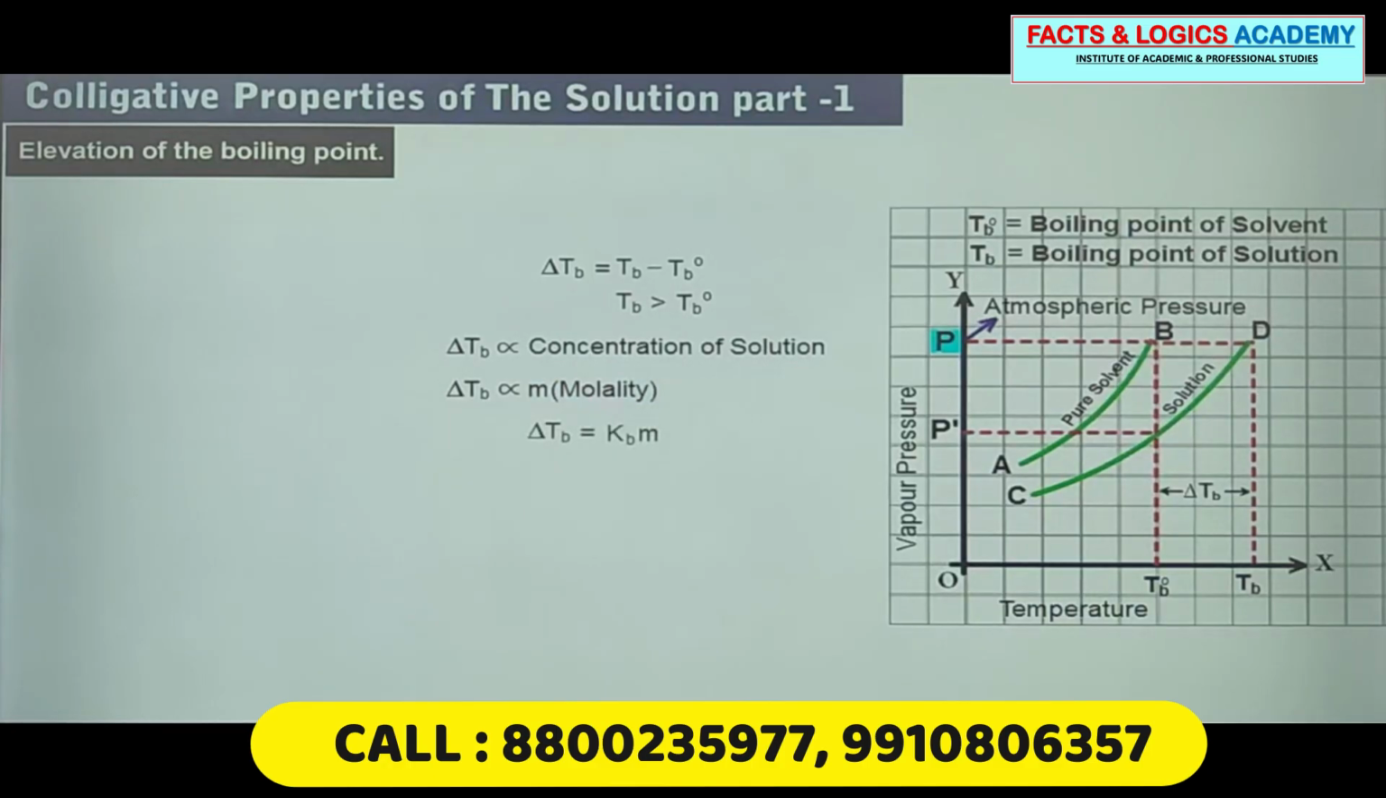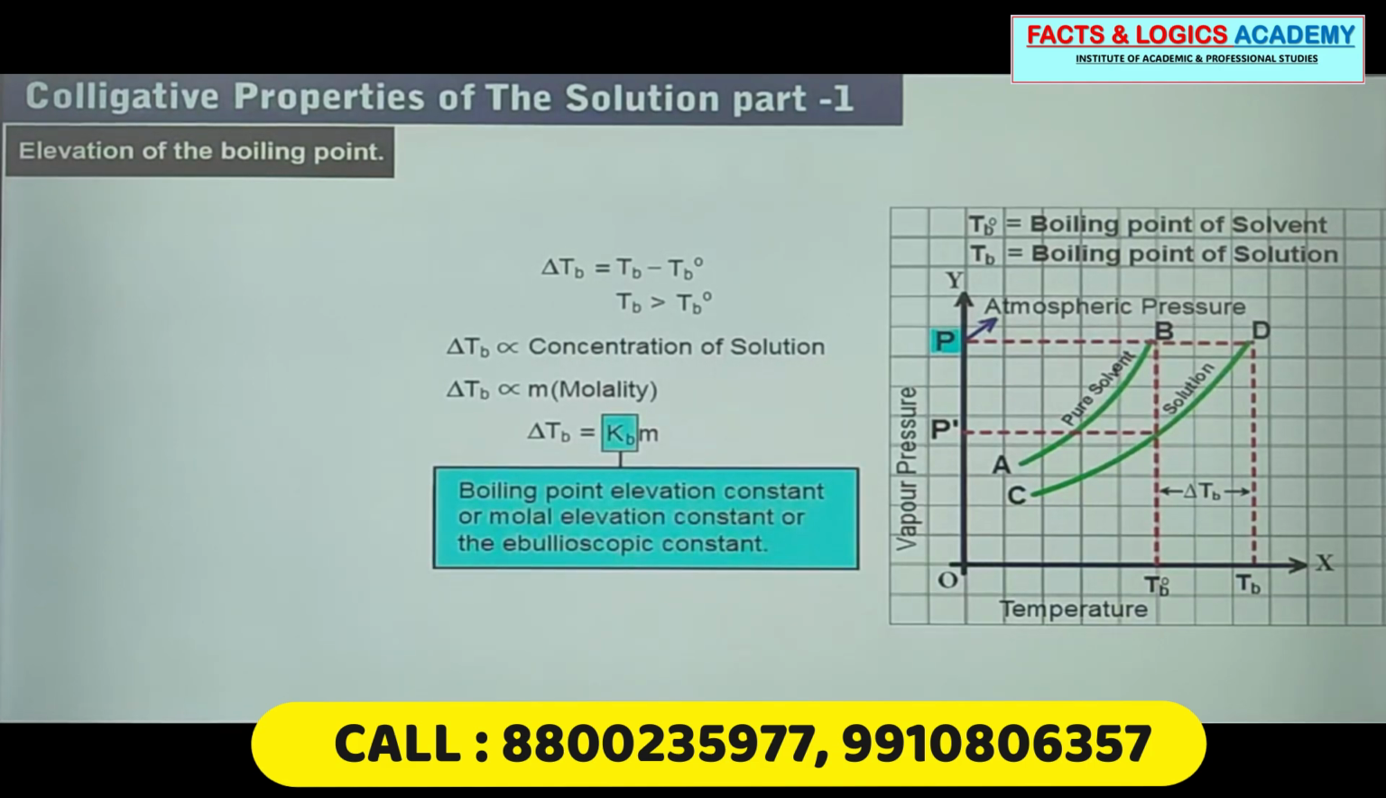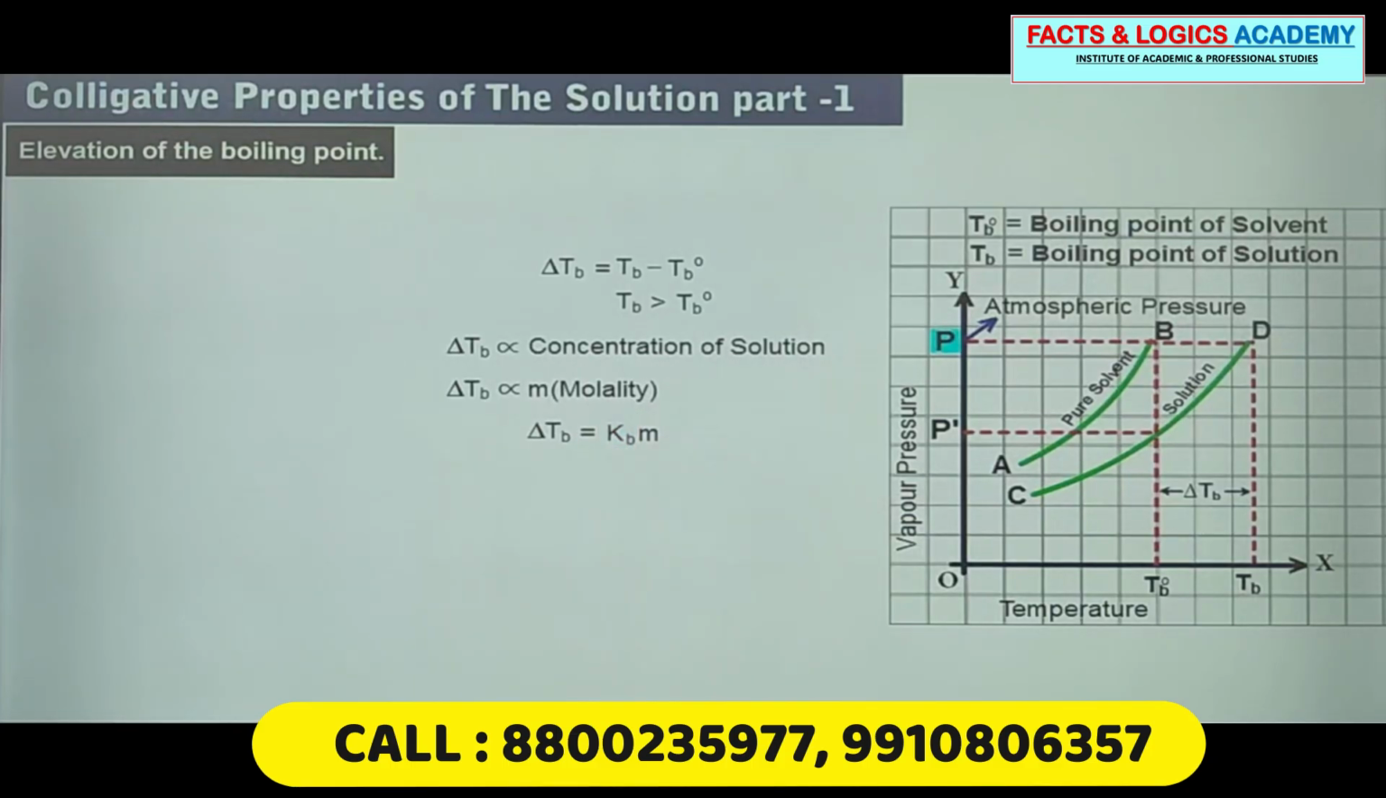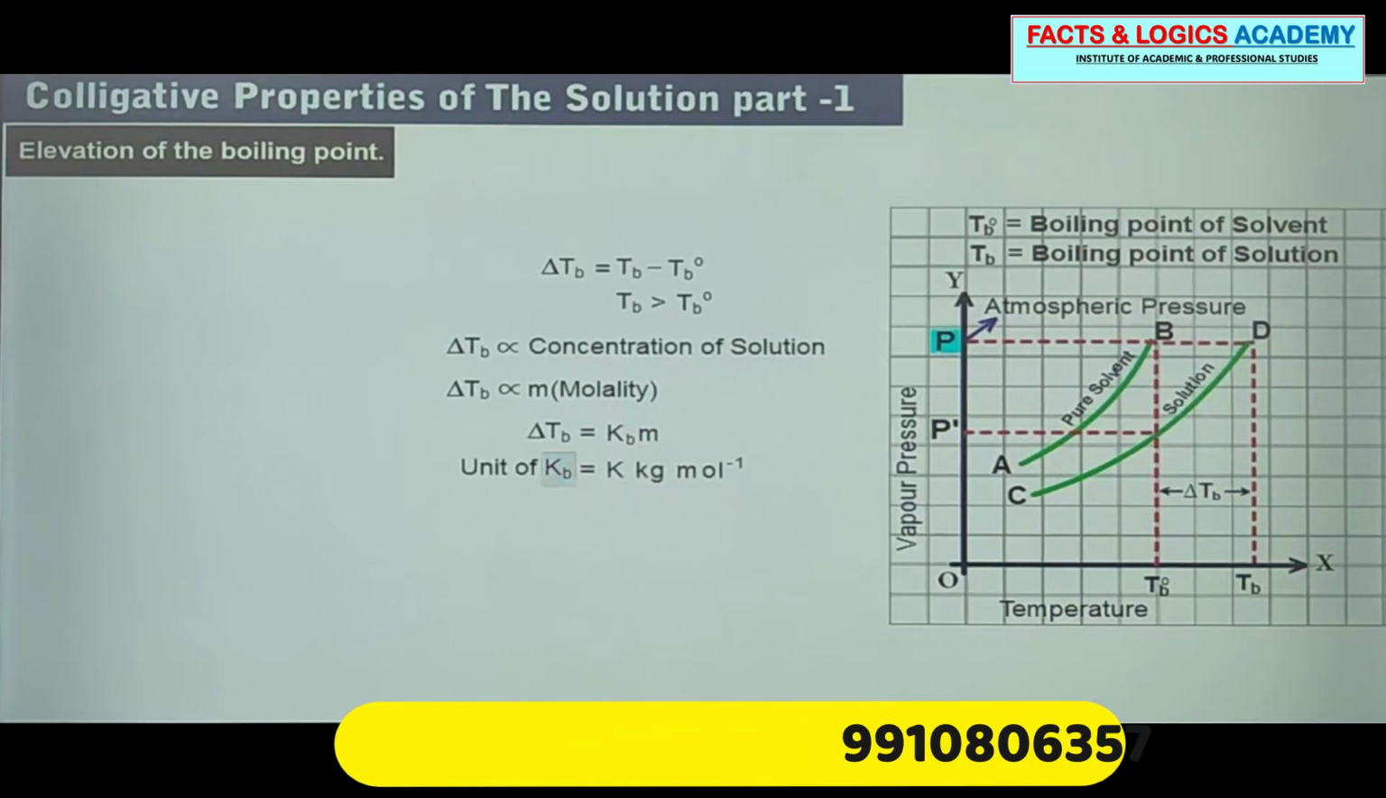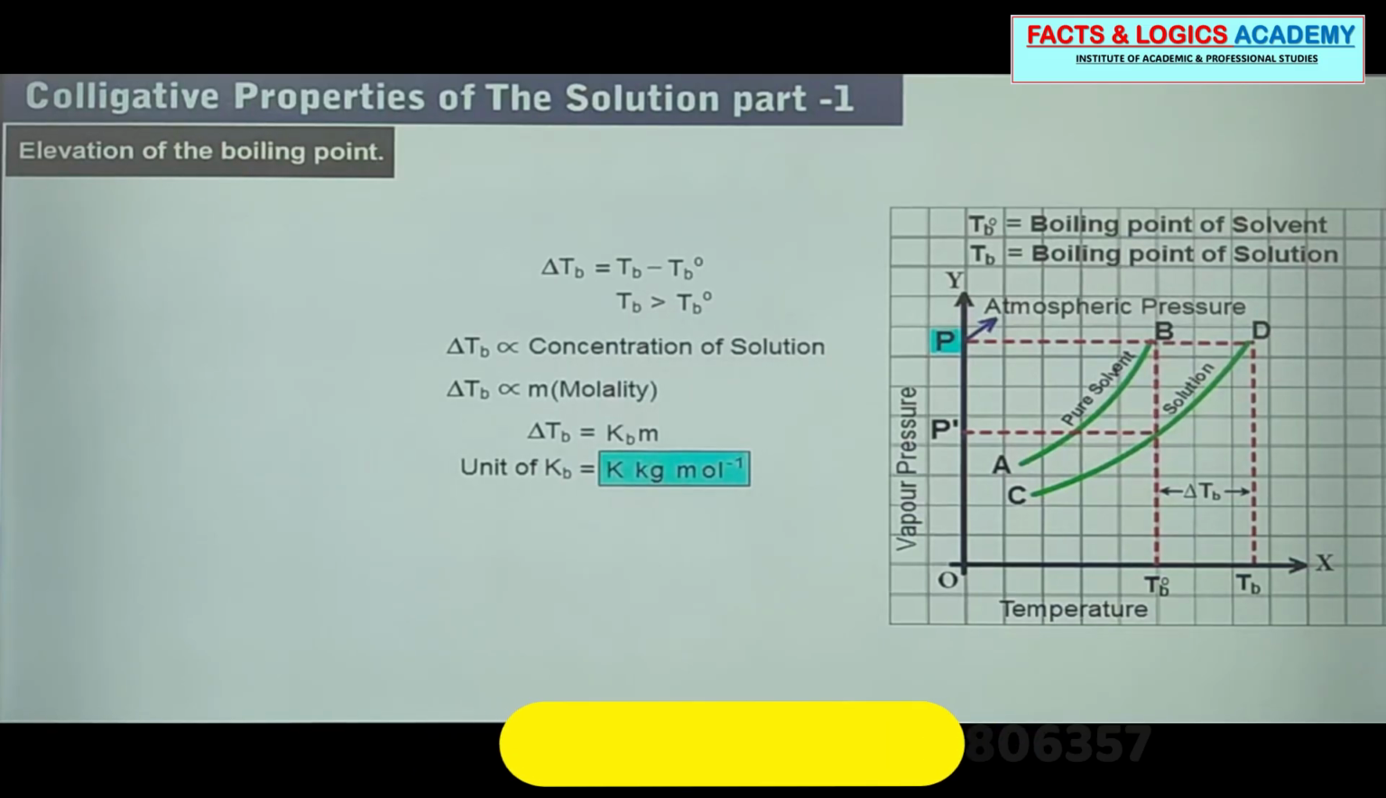Or delta Tb is equal to Kb multiplied by m, where Kb is known as the boiling point elevation constant, or molal elevation constant, or the ebullioscopic constant. Molal elevation constant is defined as the elevation in the boiling point when 1 mole of a solute is dissolved in 1 kilogram of a solvent. Thus, the unit for molal elevation constant is Kelvin kg per mole.